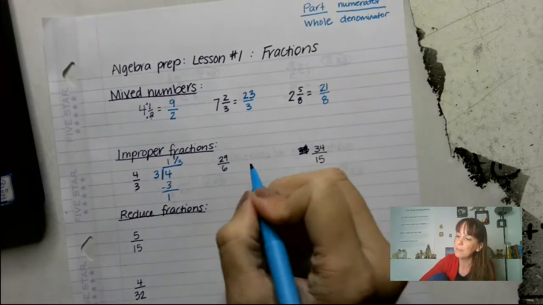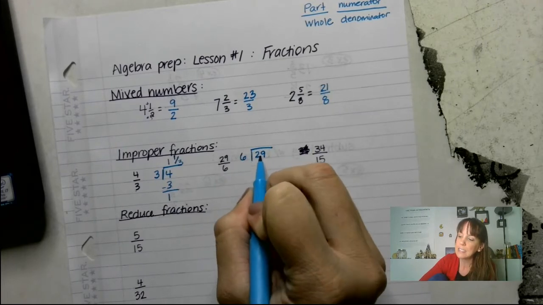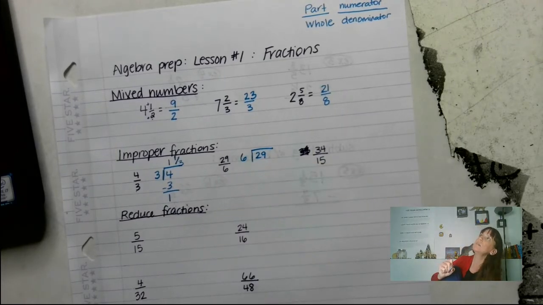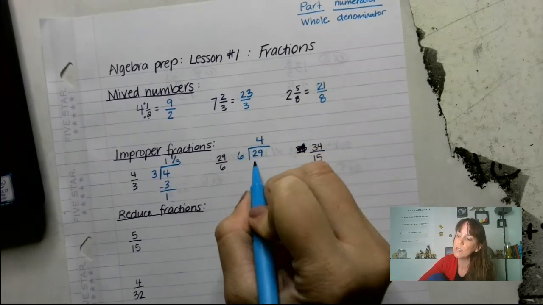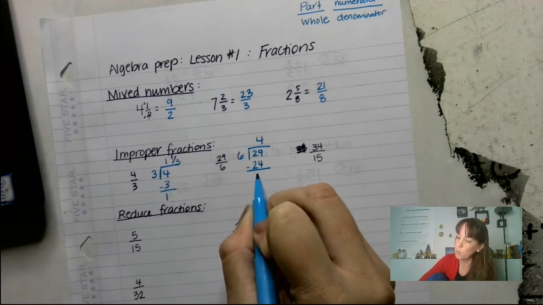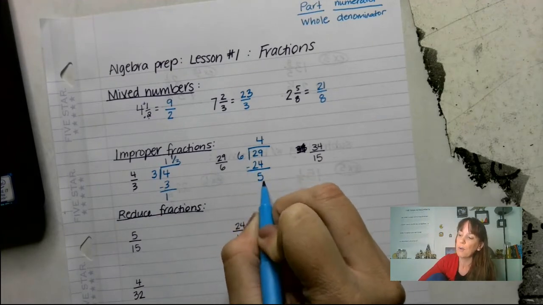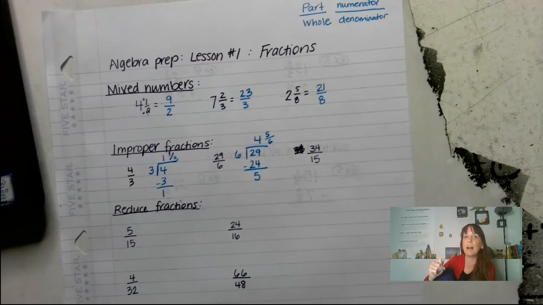Let's try that with this guy. 29 is on top of the table, so we're going to put it under. 6 goes into 29 4 times. Yeah, because 5 times would be 30, so that's too much. 6 times 4 is 24. We're going to do some math here. 29 minus 24 is going to be 5. So I have 5/6 is my remainder. So 4 and 5/6.